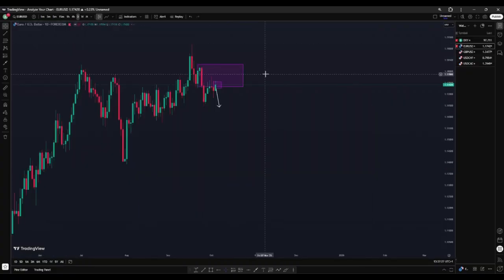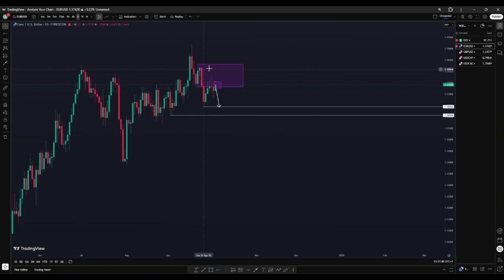So what are the old lows? What are the targets? We have this low, that is this previous high that was just created. We have this high, and we have this one. So these are the targets for this trade.